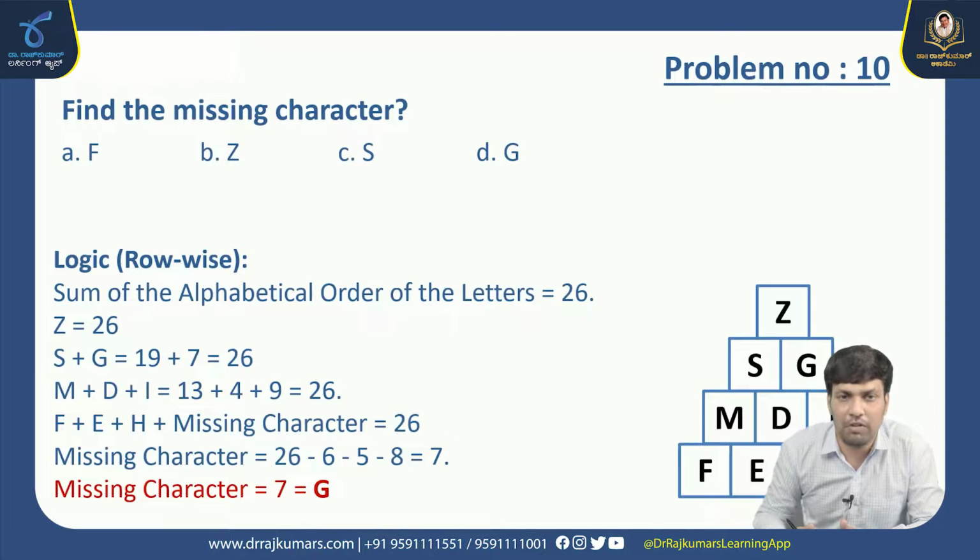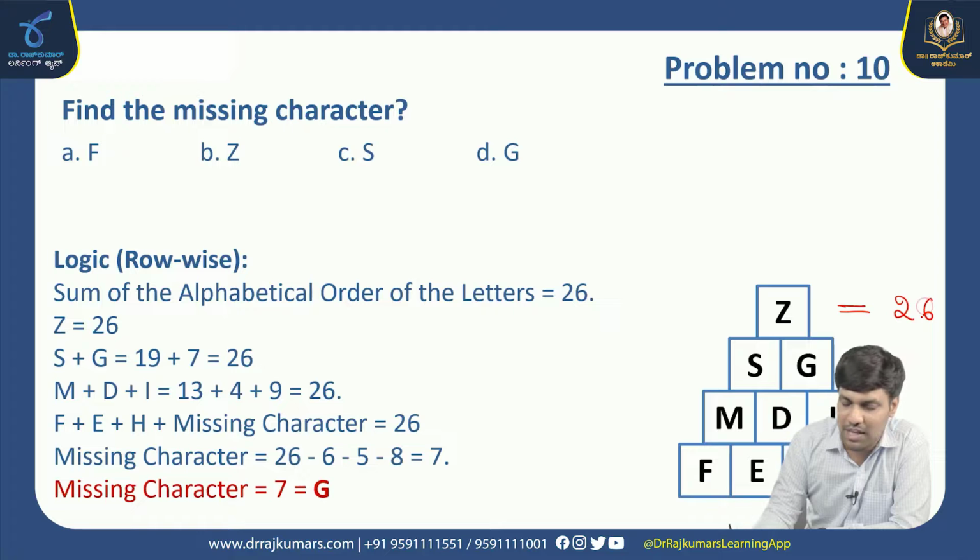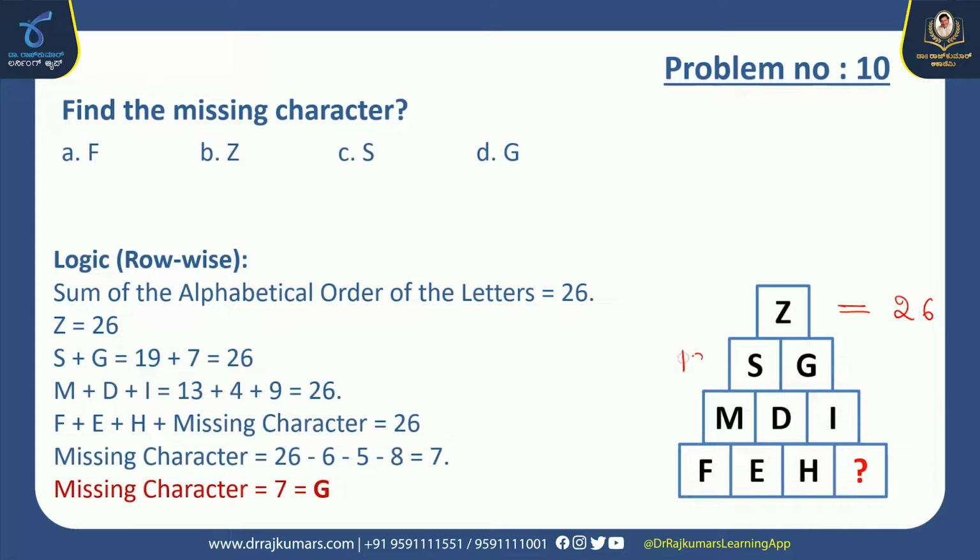The logic we need to perform here is row wise logic. Z is equal to 26. Yes, it is correct. S plus G. S plus G means 19 plus 7. 19 plus 7 is equal to 26. Then MDI. MDI means 13 plus 4 plus 9, right? Again 13 plus 4 plus 9, which is also equal to 26.